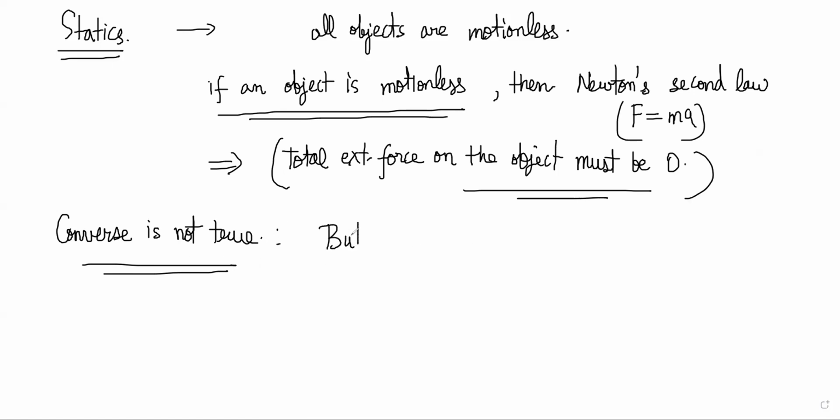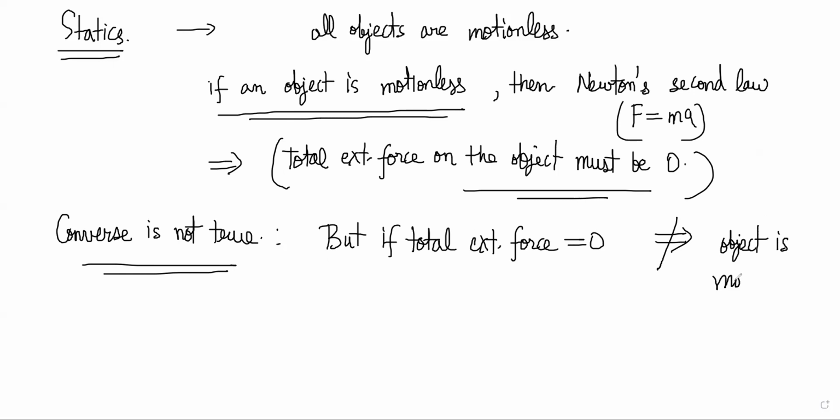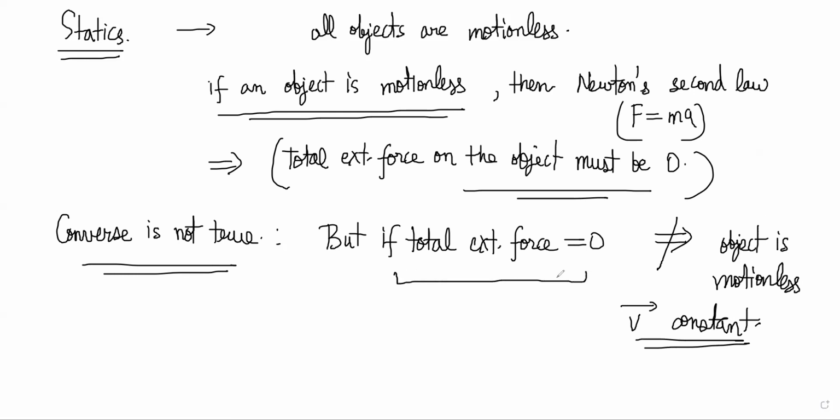But if total external force is zero, it does not imply that the object is motionless, right? Because the object could be moving at a uniform velocity, with v constant, and that would be a case of an object which is moving, but the total external force is still zero on it, right? So you have to be careful about these things.